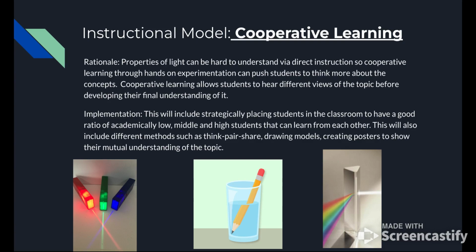Now, for the implementation, it is super important to strategically place students in the classroom in a good ratio where you have low, middle, and high students so that they can learn from each other. If we're having students that are participating in cooperative learning and they're all very low, it's going to be very hard for them to first start talking and to share a lot of their ideas. So it's important to have a good ratio in the classroom to be able to share those.